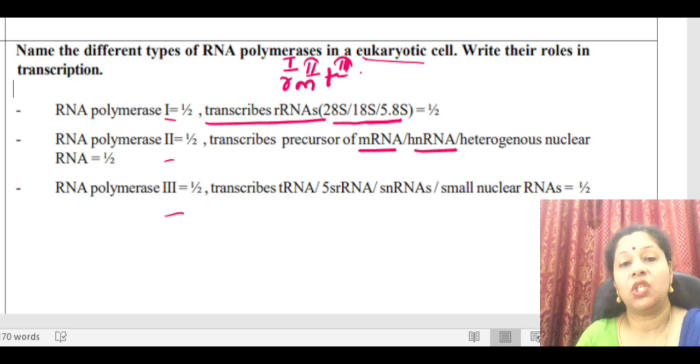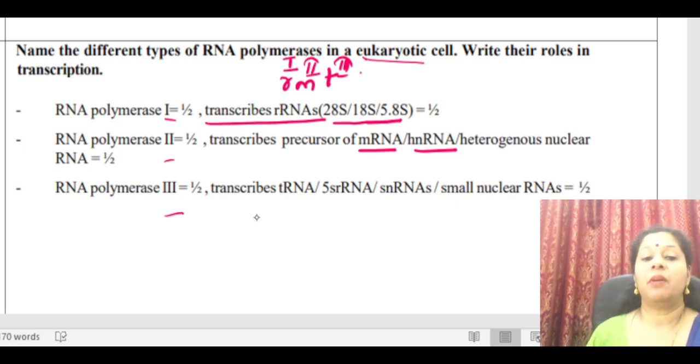We know that initially when it is forming, it has exons and introns. Introns have to be removed by splicing. Then only we can get the mature RNA. Then RNA polymerase 3 transcribes tRNA, which includes 5S rRNA, snRNAs and small nuclear RNA.